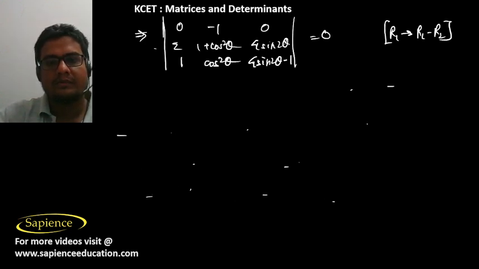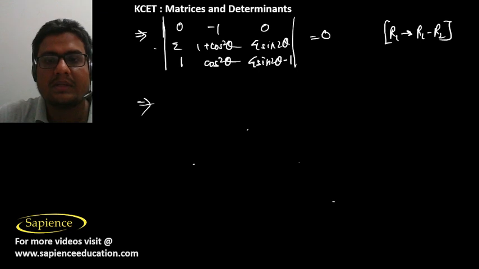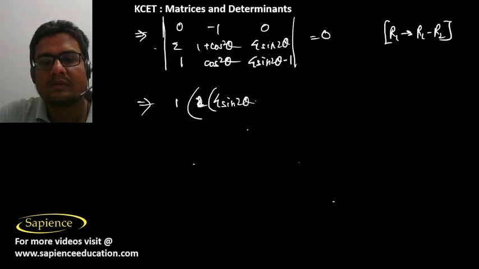That is wrong actually. So here we have to expand this. If we expand this determinant along the first row, then we will have 1 into, so we have to remove the first row and the second column, so it will be 8 2 into this, so it will be 2 into 4 sine 2 theta minus 1 minus it will be 4 sine 2 theta, so that is equal to 0.